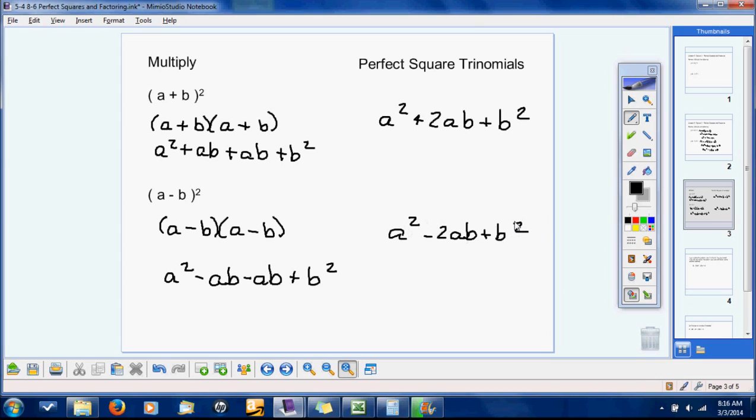Okay, so the beginning and the end, like I said when we did the two more concrete examples, the beginning and the end are both perfect squares, and the middle is double what you get when you multiply the first and the last in this part of the binomial. Now what we do is we use this in reverse in order to factor.